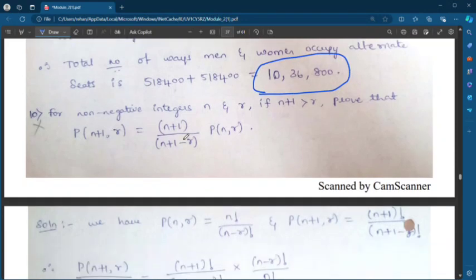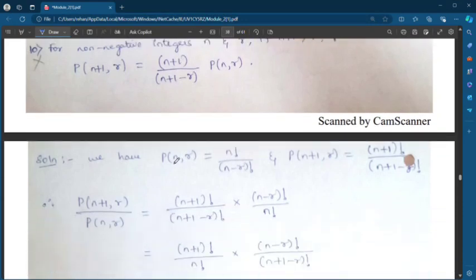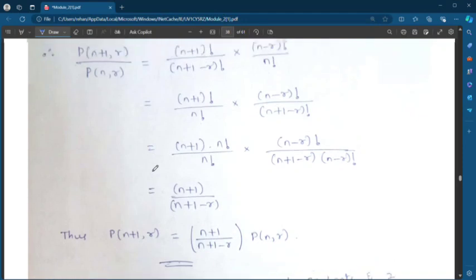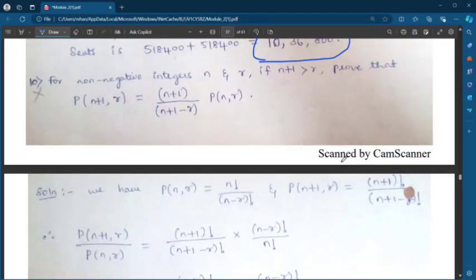Now, the question: for non-negative integers n and r, if n plus 1 is greater than r, prove that P(n plus 1, r) is equal to (n plus 1) divided by (n plus 1 minus r) times P(n, r). We have P(n, r) given as this, and we know that. And P(n plus 1, r) is equal to this.